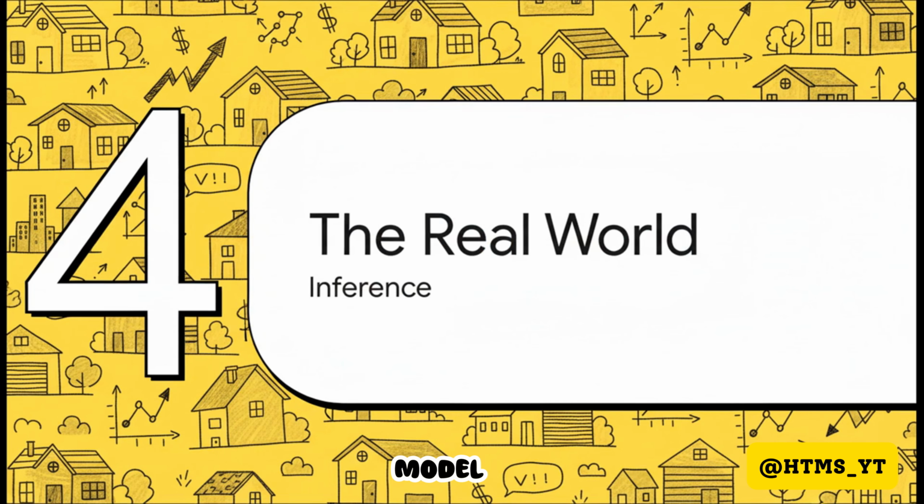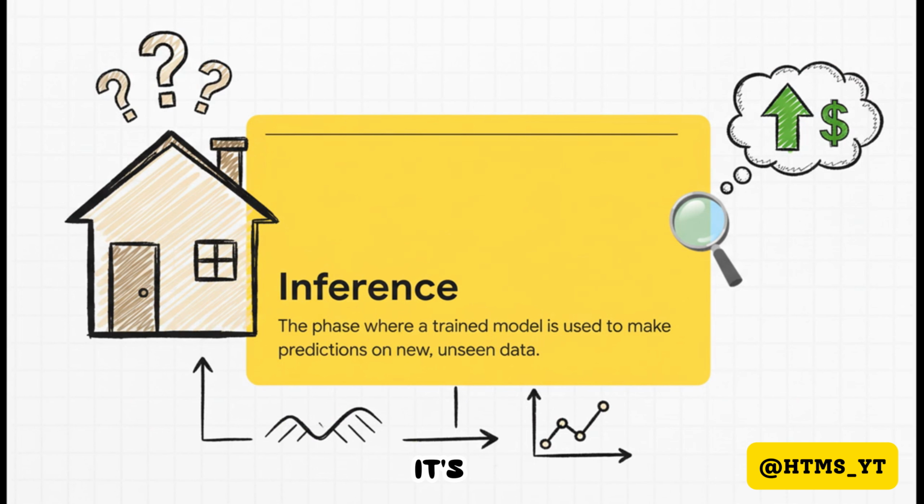All right, so our model has gone through all this training. It's studied, it's learned, it's basically an expert now at predicting house prices based on the data we gave it. But so what? What's the whole point of this? This is where the final piece of the puzzle slots in. It's called inference. Inference is, well, it's the payoff.